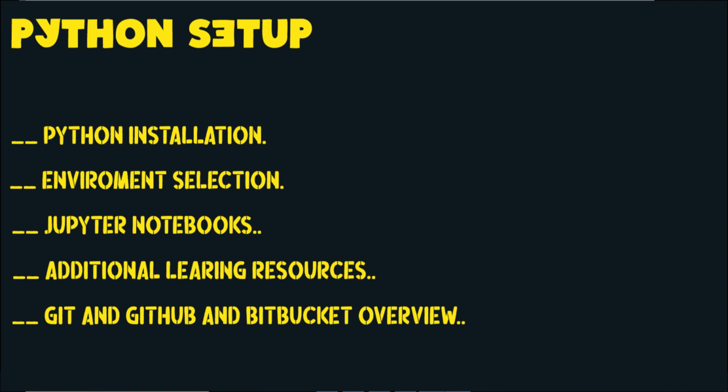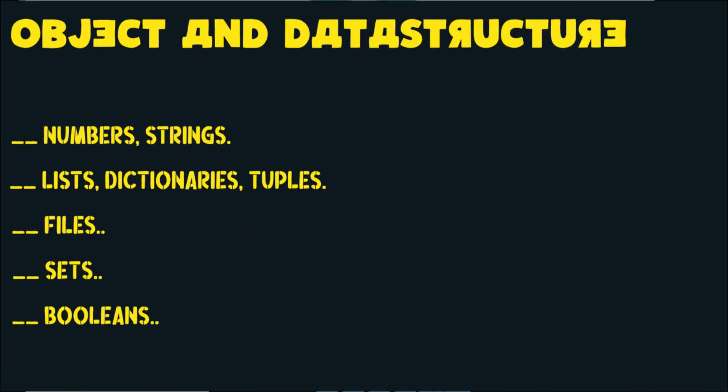I'll also compare GitHub and Bitbucket, which one to use, which one is better for you, and we'll end the Python setup section there. Then we'll move towards the live coding session, which would be understanding the objects and data structure basics, in which we'll discuss numbers, strings, lists, dictionaries, tuples, files, sets, booleans, and we'll use them in our live programs in order to make you understand where to use what data structure, or where to use what object.